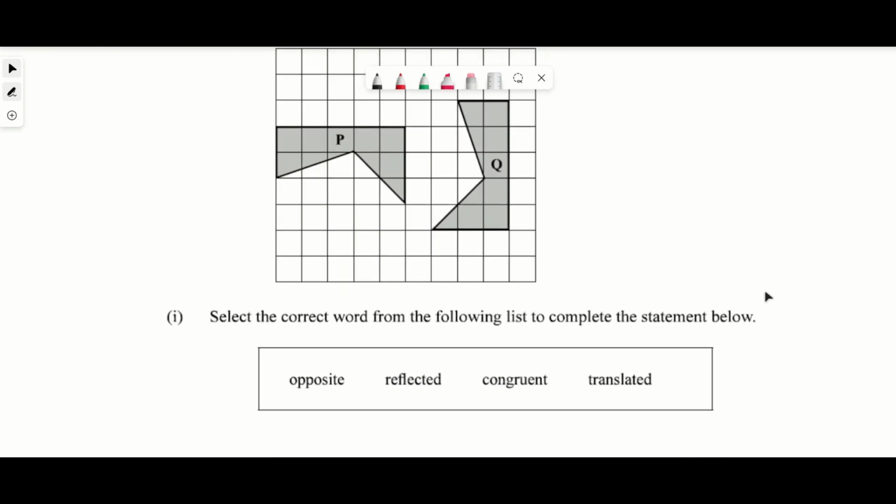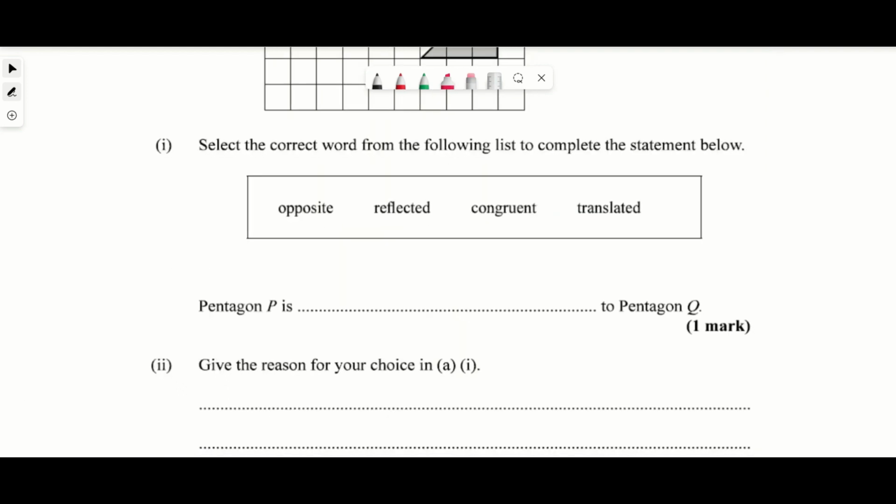Is it the opposite? It's not. P and Q is not the opposite. Is it a reflection? No. Is it congruent or is it translated? Congruent means that there's no change in size. Translated means it slides and it can only go either along the x-axis or along the y-axis. So it's not opposite, it's not reflected, it's not translated. So the last one that is possible is congruent.